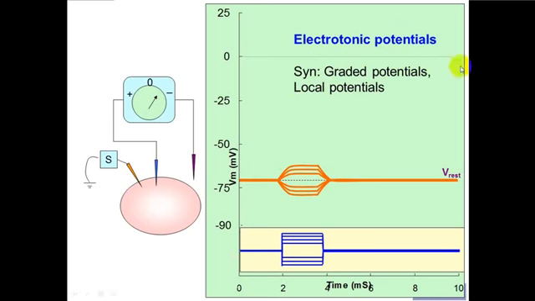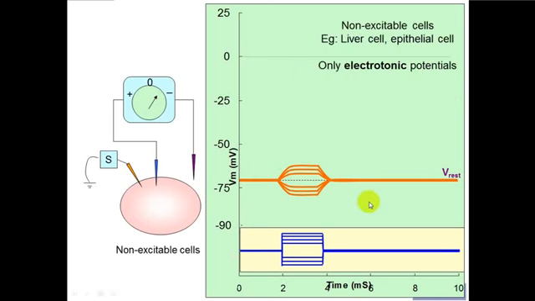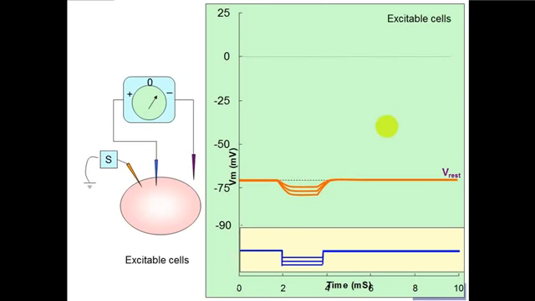So this kind of electrotonic potential is seen in almost all types of cells with a resting membrane potential. You would get depolarizing and hyperpolarizing responses which are graded. So non-excitable cells like liver cells and skin cells have only this kind of graded electrotonic potentials. However, other cells like neuronal cells or muscle cells are excitable cells, and their membranes have additional properties which give rise to other types of responses. Let us take a quick look at that.